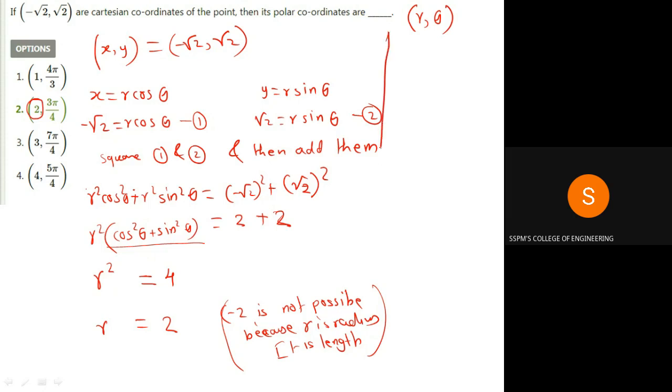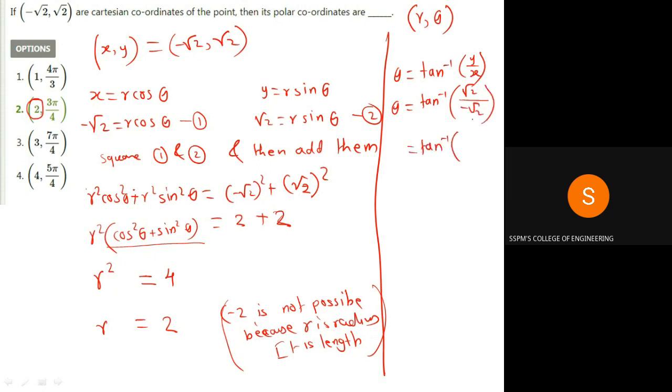Or if you want to find theta, I will discuss how to find the value of theta. The standard definition of theta is tan inverse of y upon x. Therefore, theta is equal to tan inverse of root 2 upon minus root 2. The root 2 gets cancelled, remaining 1 upon minus 1, that is tan inverse of minus 1. What is tan inverse of minus 1? It is 3 pi by 4. So you can write this answer. This is the correct answer. Okay. Next example.